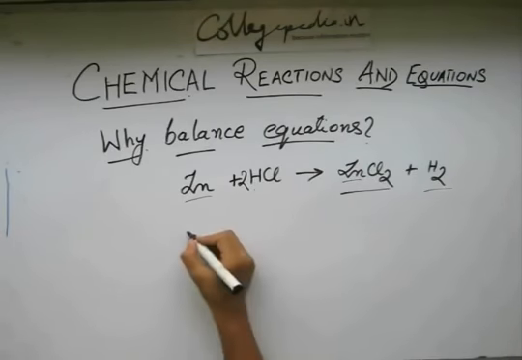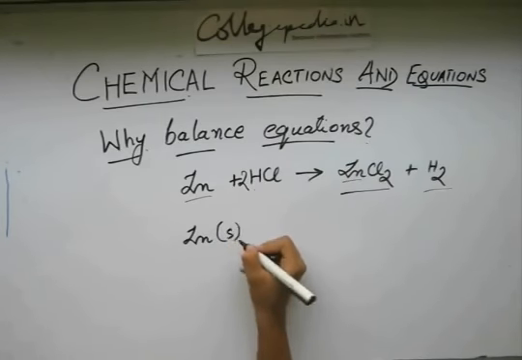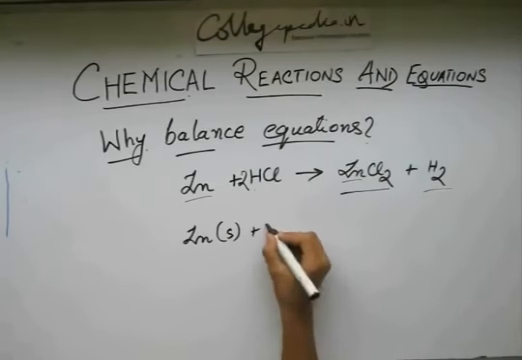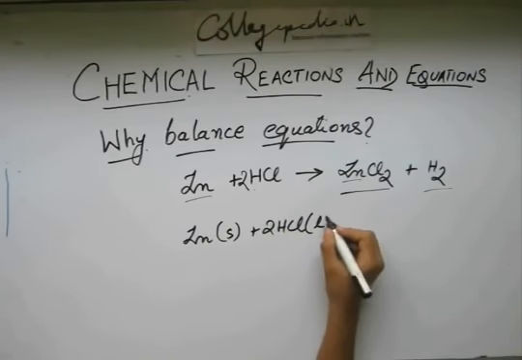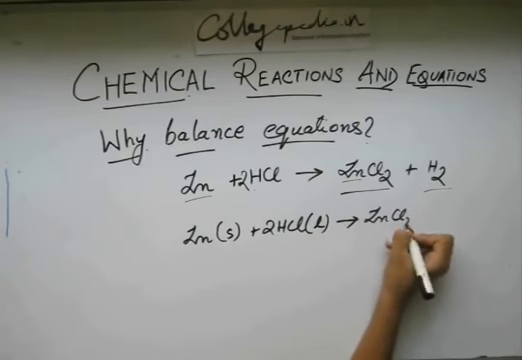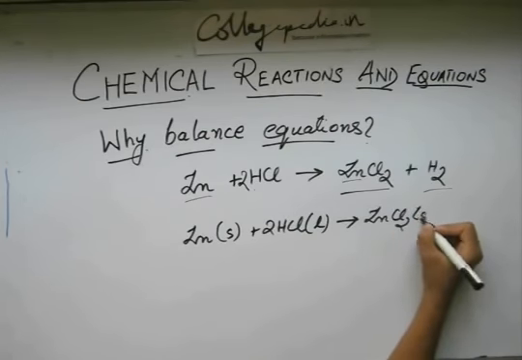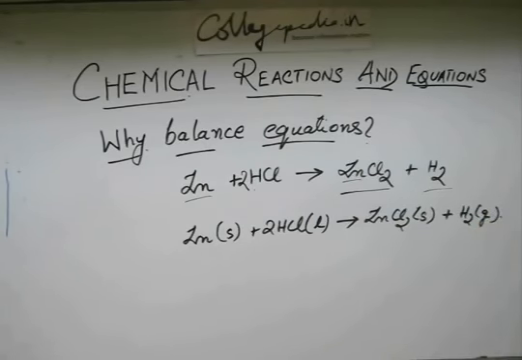So the final reaction will be Zn, and the state will be solid, zinc granule, 2 HCl, which will be liquid, ZnCl2, again solid, and hydrogen gas. So this is the balance.